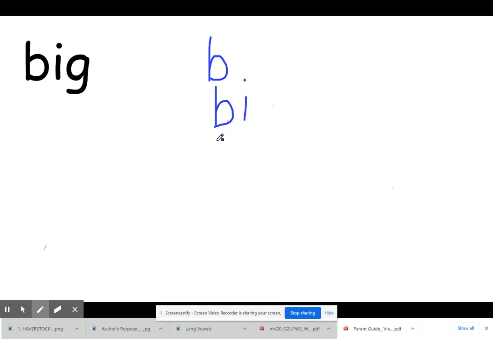And then I'm doing my first, second, and third letter, B, I, G. Big. Now for this sentence, I'm going to tell you the sentence I want you to write, and then I want you to try and write it in your journal, and then you can check, because I will also write it so you can check your work.